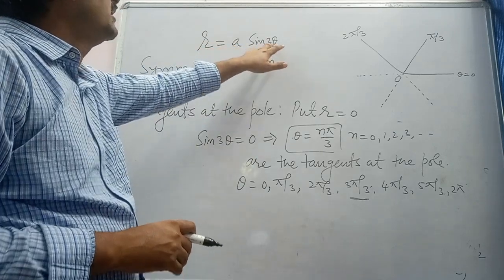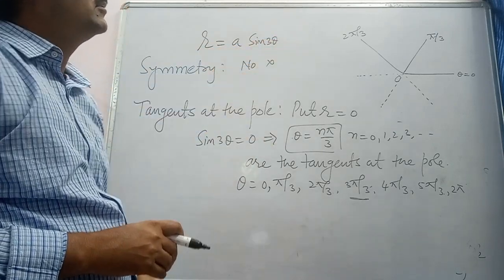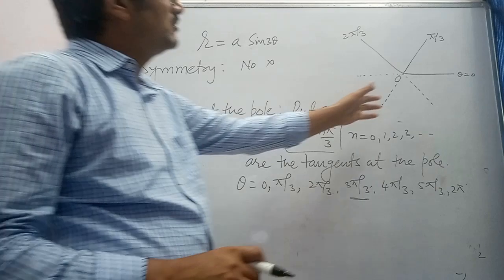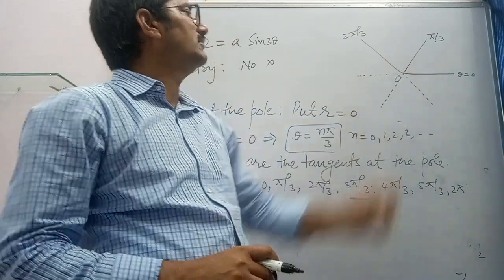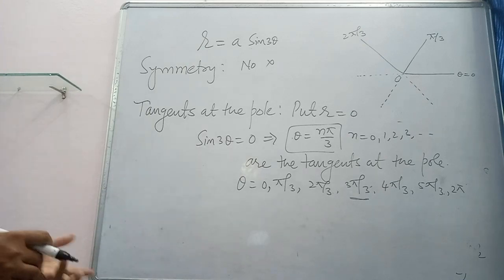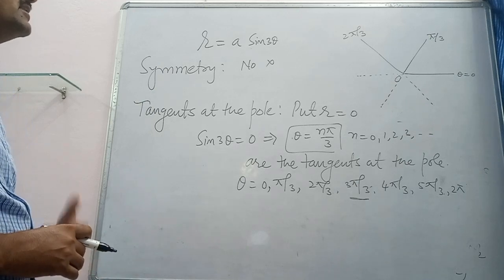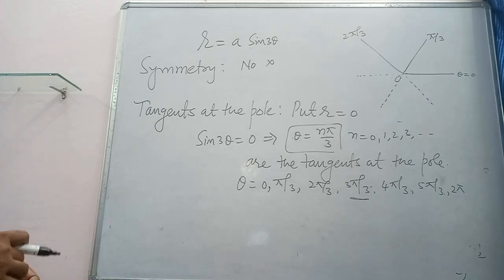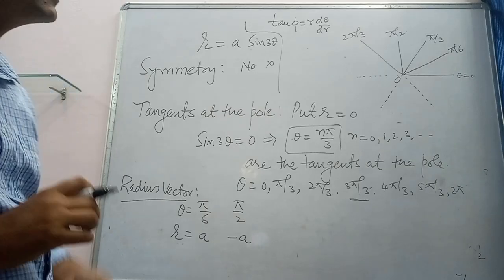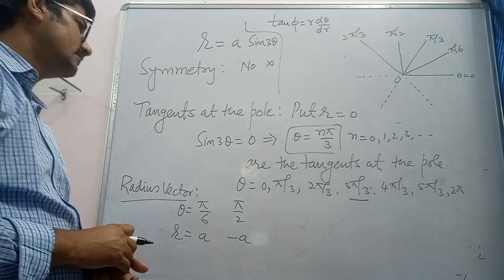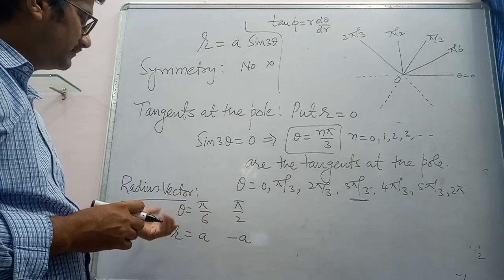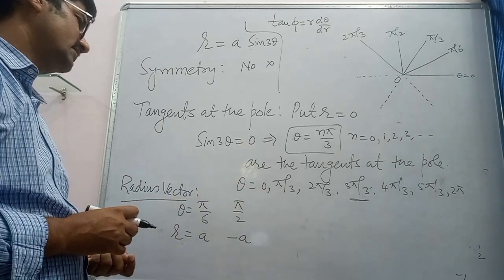But we have already discussed and told you that if a curve is r is equal to a sine n theta and n is odd, the curve will have only n loops, means 3 loops. It means out of these 6 choices, we will get only 3 loops, means 3 choices we have to accept and 3 choices we have to reject. Okay, so which 3 choices we have to reject? So let us try the non-zero values of r for some specific values of theta.